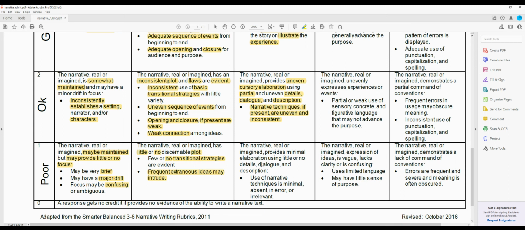The narrative, real or imagined, provides minimal elaboration, using little or no details, dialogue, or description. Those are those narrative techniques. So the use of narrative techniques is minimal, it's absent, in error, that means you need some help understanding how to use those narrative techniques, or it's irrelevant. You're providing details that have nothing to do with advancing your story.